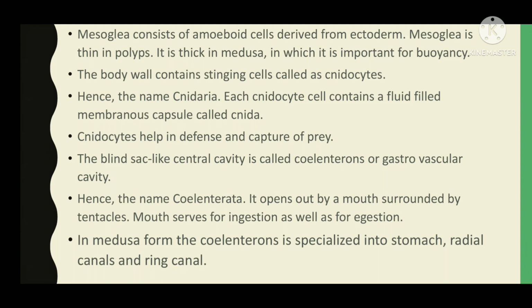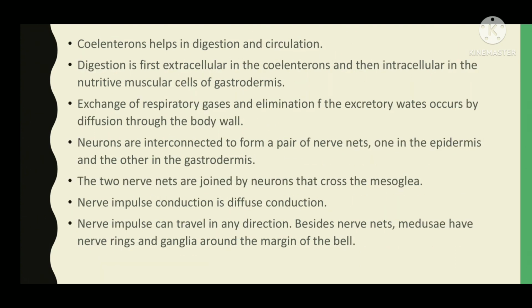The blind sac-like central cavity is called coelenteron or gastrovascular cavity, hence the name coelenterata. It opens out by mouth surrounded by tentacles. Mouth serves for ingestion as well as for egestion. In medusa form, the coelenteron is specialized into stomach, radial canals and ring canal. Coelenteron helps in digestion and circulation.